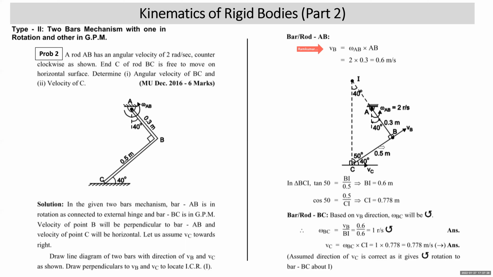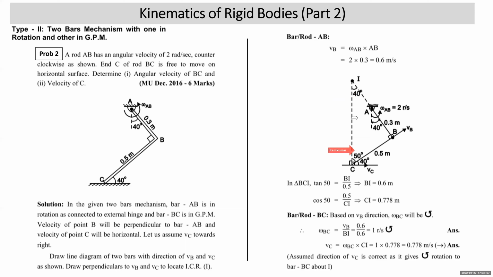Now to locate ICR for bar BC, you need to draw perpendicular to VB and VC. Where they intersect, that becomes your ICR. Now students, this angle 40 degree, so this angle will also be 40 degree. The two bars AB and BC are mutually perpendicular. You can see that this angle is 90 degree. And this angle is given to you 40, so this angle will become 50.